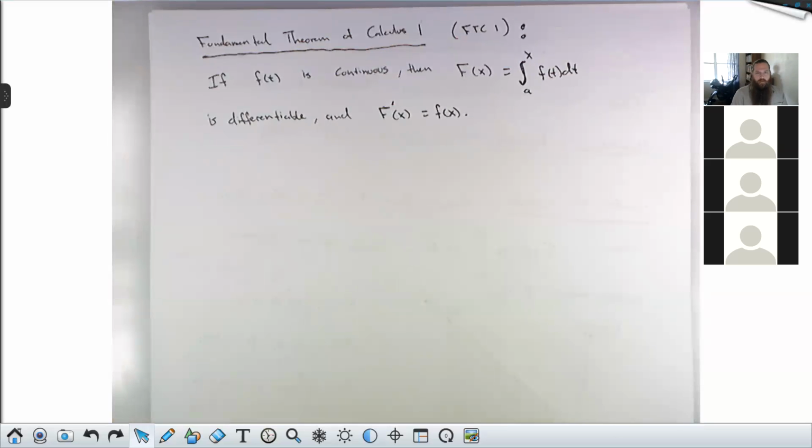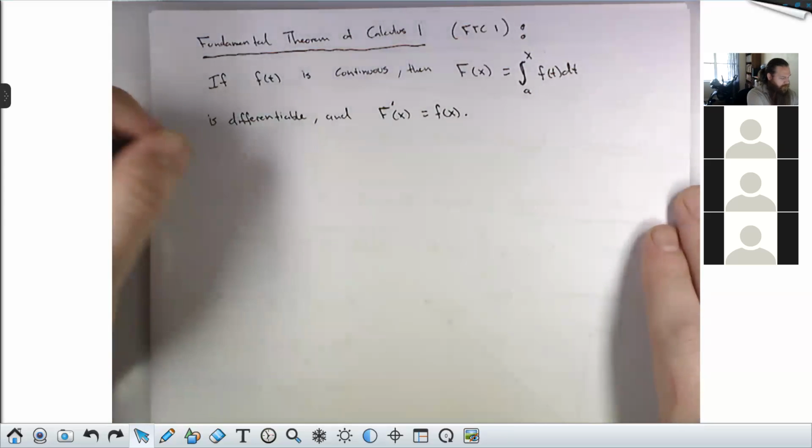This is a big deal. It tells us a few things, and I'm going to kind of go through those things, and then I'll show you how to use this in the type of problems that you'll see in this week's homework. First, why is this a big deal? What is this saying?